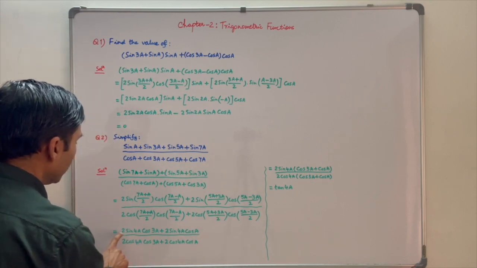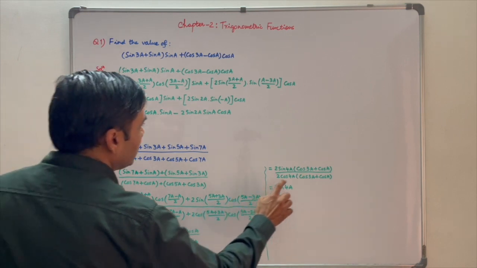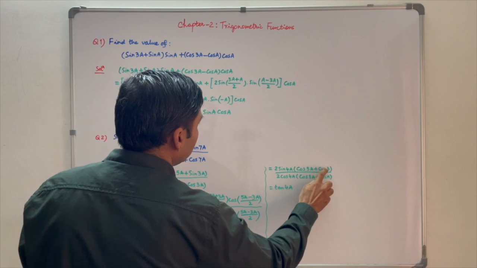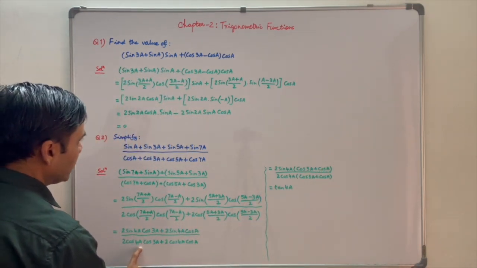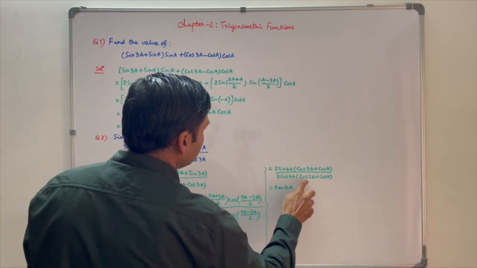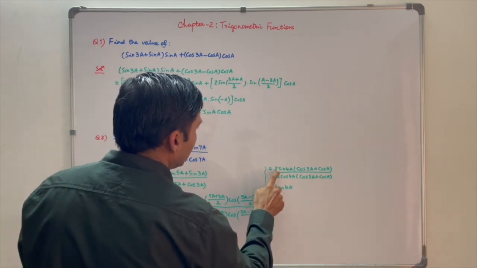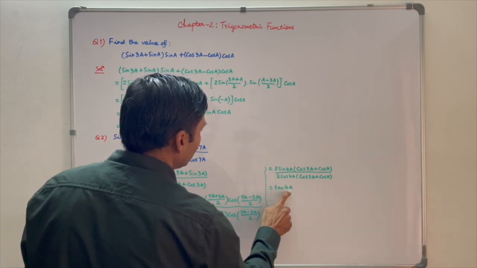In numerator, we can take 2 sin 4a as common. So it will come as (cos 3a plus cos a) in bracket. In denominator, 2 cos 4a can be taken as common. So in bracket, cos 3a plus cos a. These will get cancelled. So answer will be sin 4a upon cos 4a, that is tan 4a.